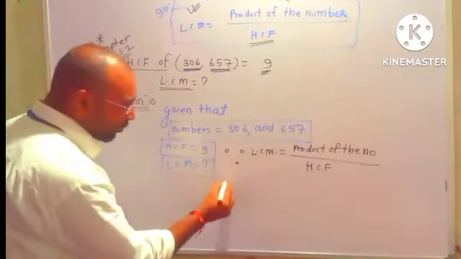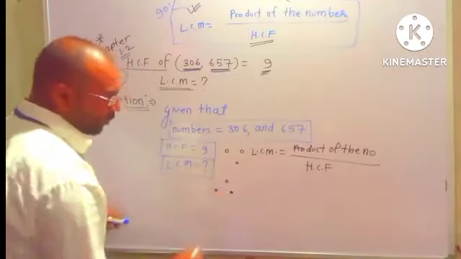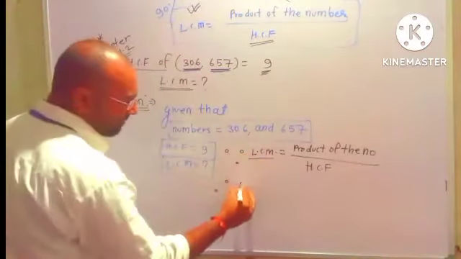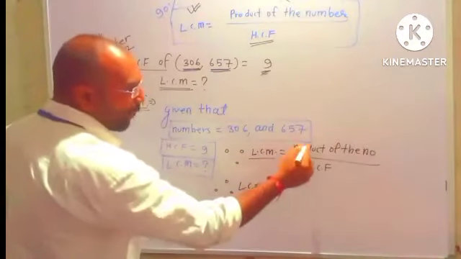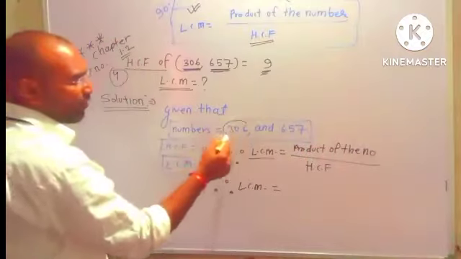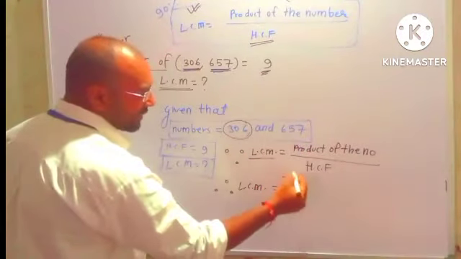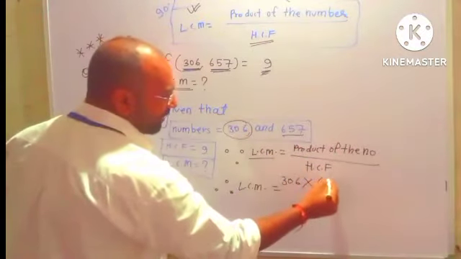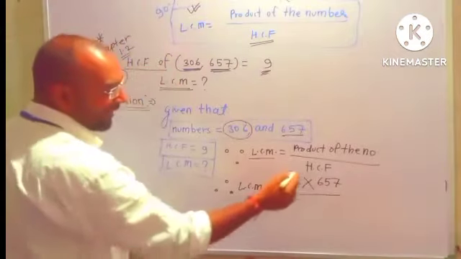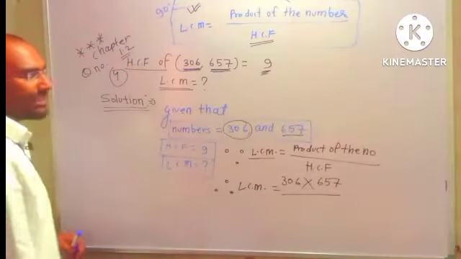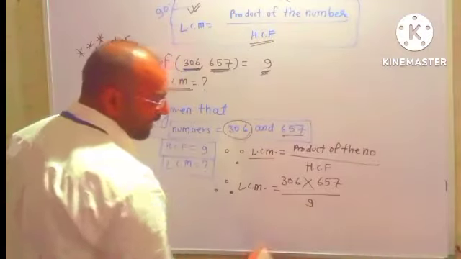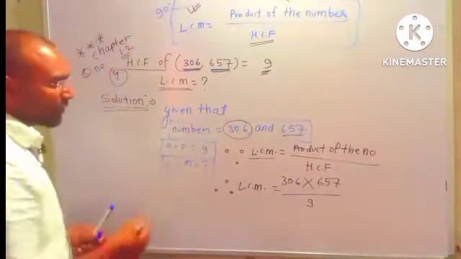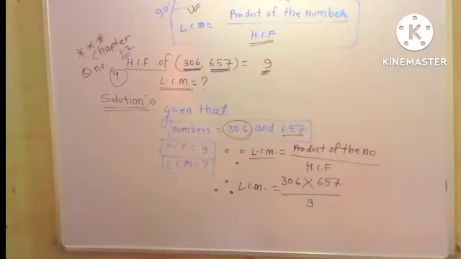So the next step will be "so that". Next step क्या होगा उसका? So that means इसलिए. Now substitute the values. LCM is equal to product of the numbers. So what are the numbers? One number is 306. Product means what? Multiply. Second number is 657, divided by HCF. HCF is equal to 9. This much is clear? Okay, so first of all just note down this much. इतना note कर लो.